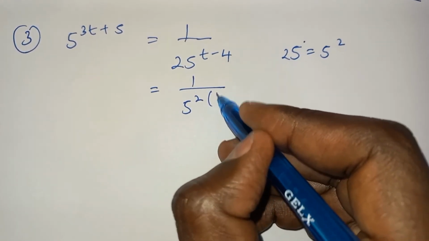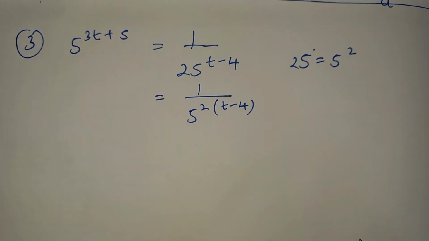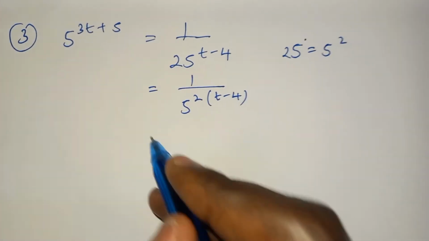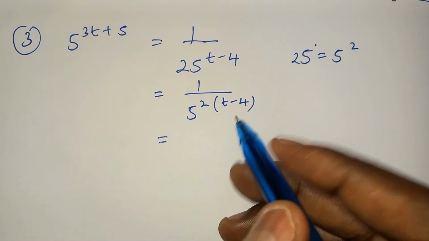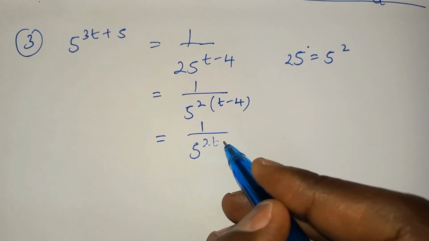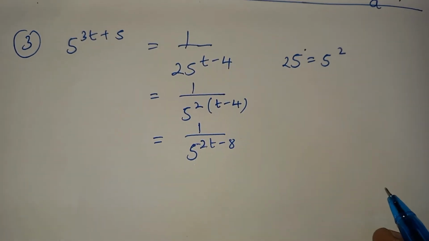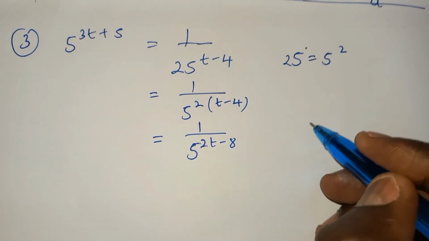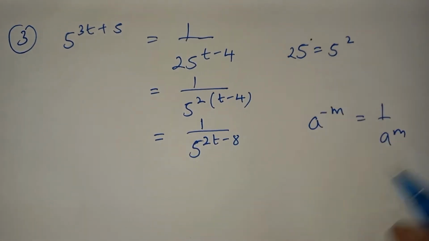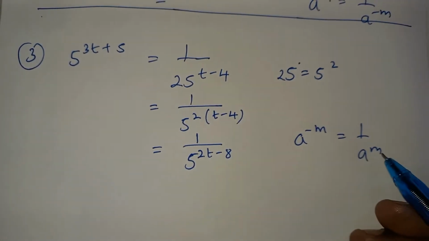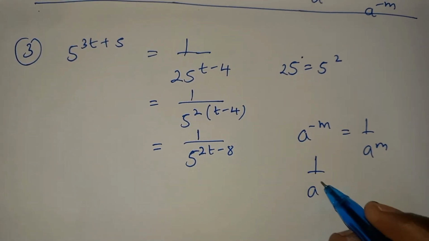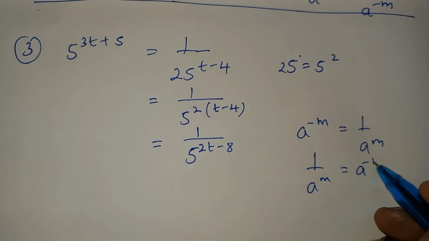Then outside we have our t minus 4. Now, using the power rule, this can be written as 1 over 5 raised to power 2t minus 8. Then, using the laws of indices, we know that a raised to power minus m is the same as 1 over a raised to power m. So, if we were to look at it from the right-hand side, then we are saying 1 over a raised to power m is equal to a raised to power minus m.